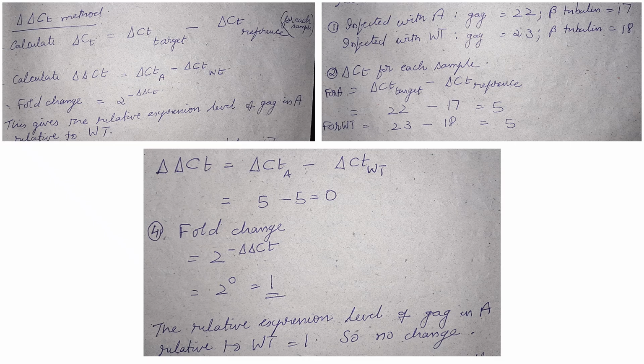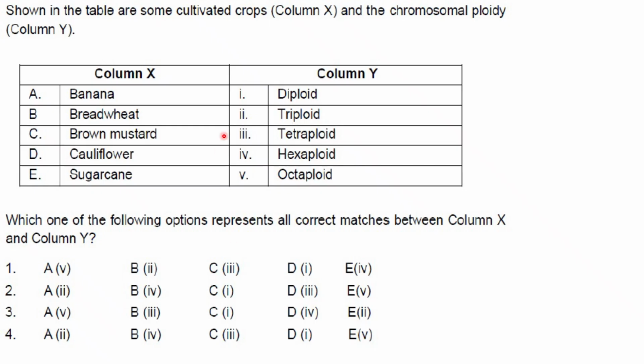Okay. Then come to the next question. They have shown the table of some cultivated crops and the chromosomal ploidy. This you have to know by heart. Okay. So banana, it is triploid. So A will be 2, A2, so 1 gone, and 3 gone.